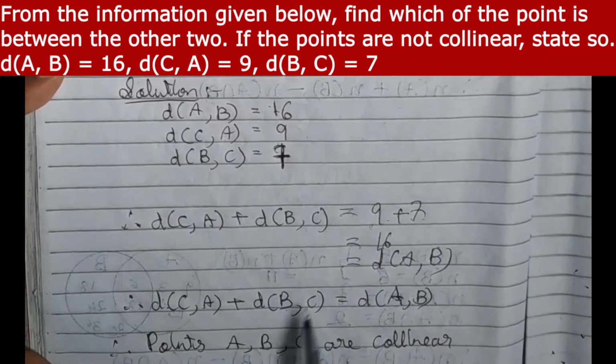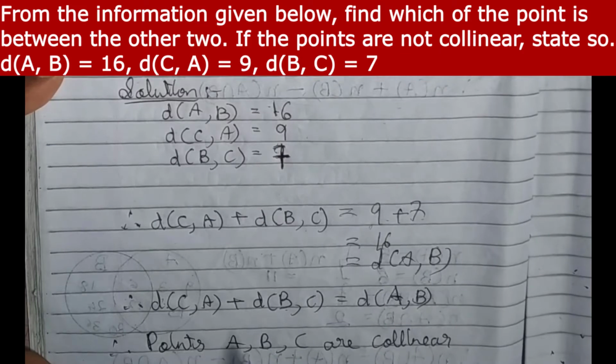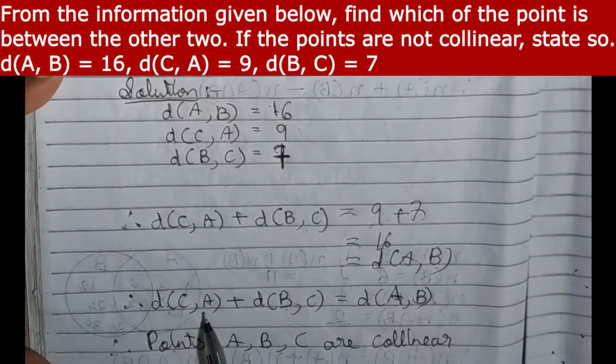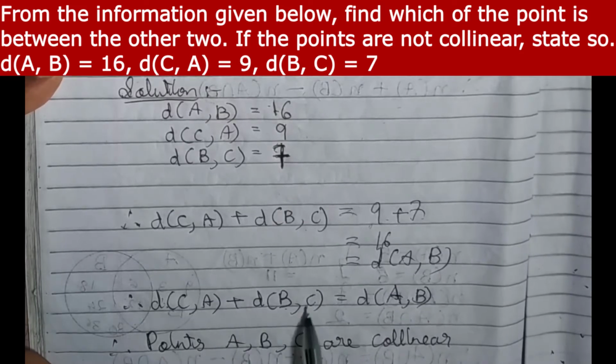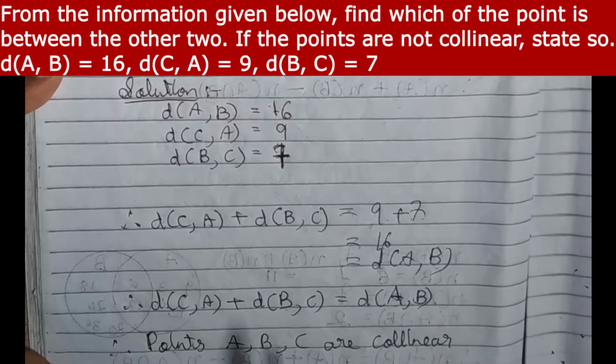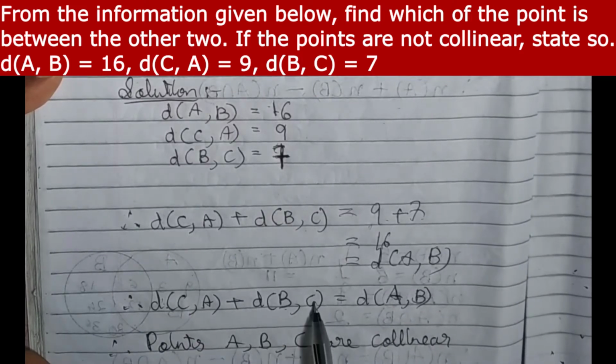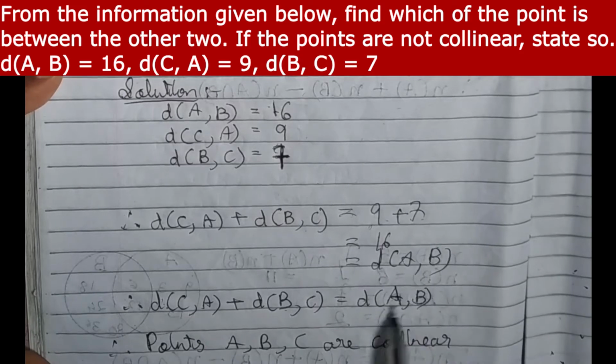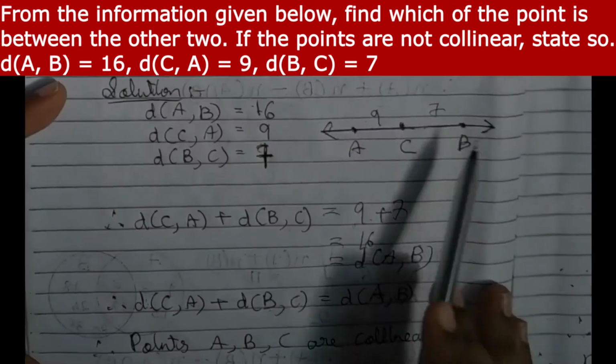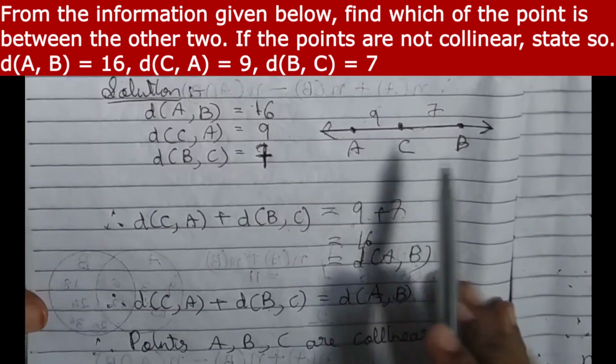Now we have to find which point is between. The point C lies between A and B, because the distance CA plus distance BC equals AB. So the point C is lying between A and B. If you have any confusion, you can draw this and check.